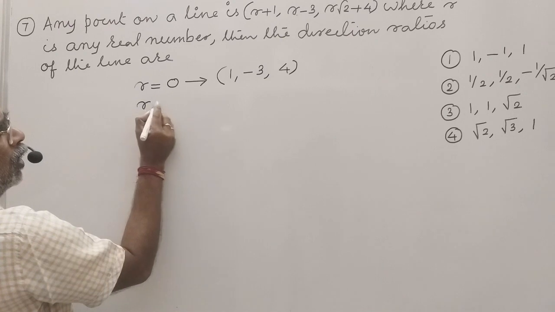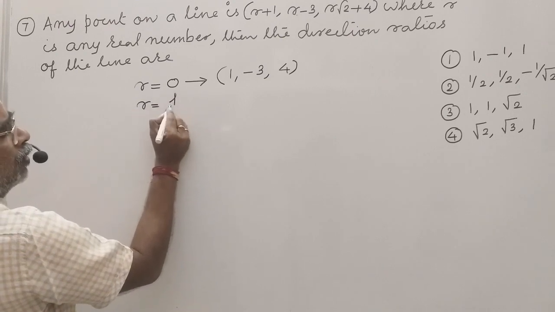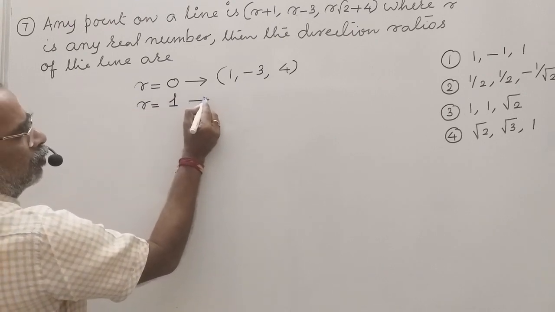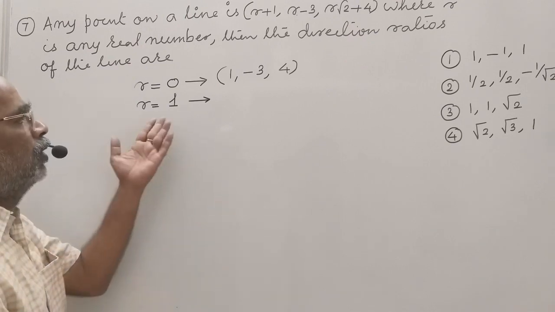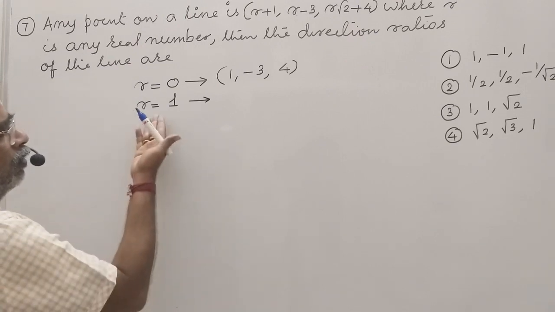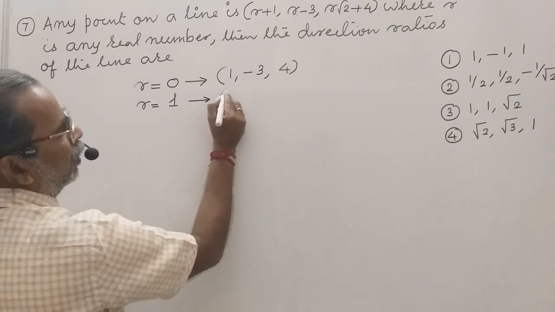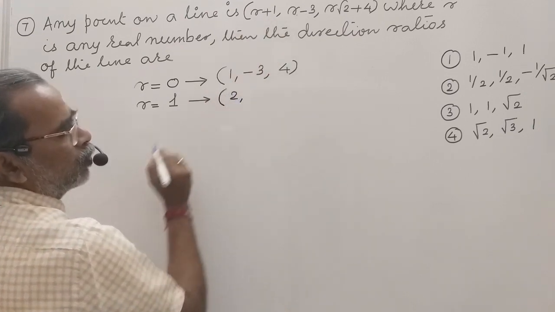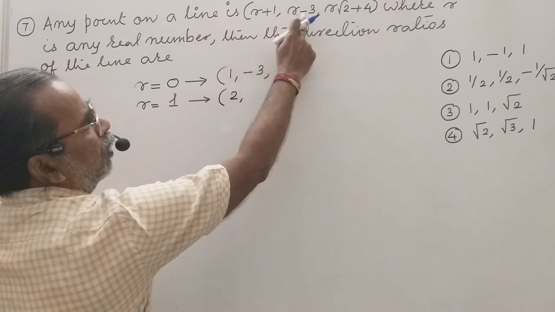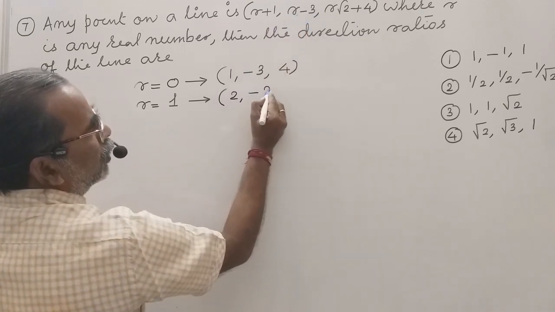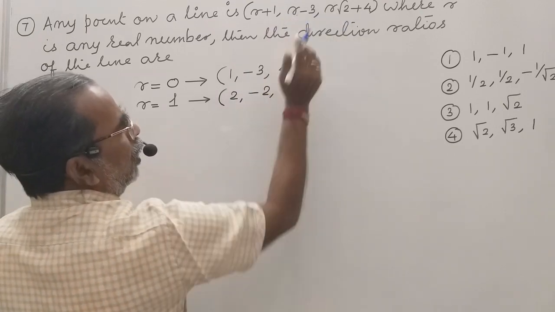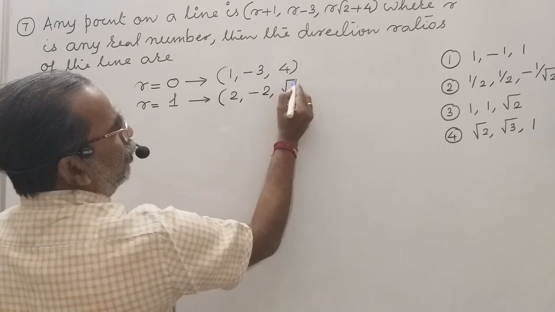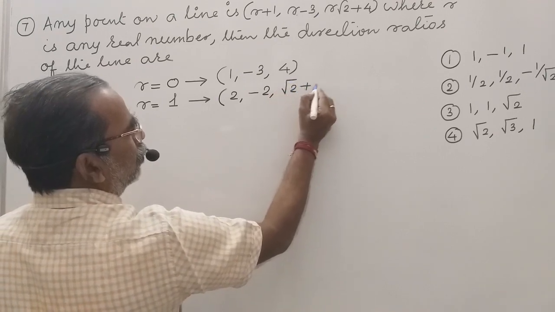We need another point, therefore put one more value. You can put any value. For example, we will put r is equal to 1. If you write r is equal to 1, then this will give us this point: 2, 1 minus 3 is minus 2. If you put r is equal to 1, this will be root 2 plus 4.